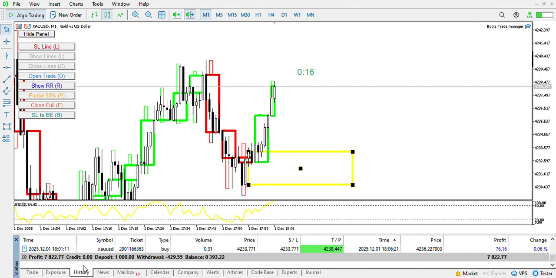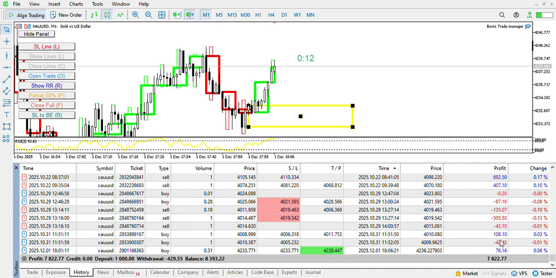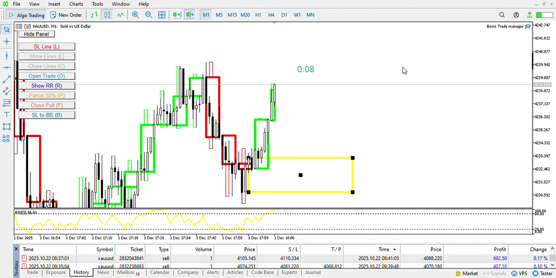If I go to the history, in history I have secured the profits, right? I have taken partial. I have set my trade to risk free. I have smashed the complete profit. Everything I have done easily using this one indicator. And you can trade props with this. You can trade your personal capital with this.